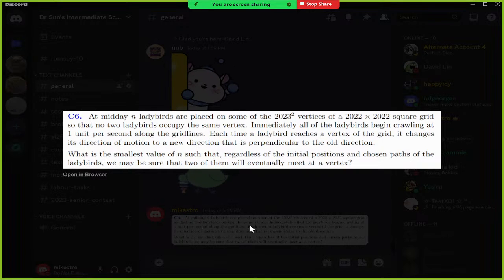Okay, so at midday, N ladybirds. I don't know, that sounds kind of sus. At midday, N ladybirds are placed on some of the... Are you still wanting to do C6? Alright, we can do C7. At midday, no two ladybirds occupy the same vertex.